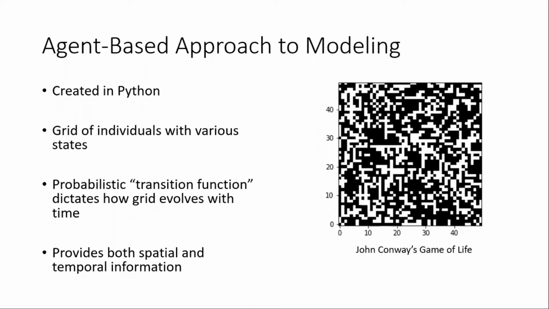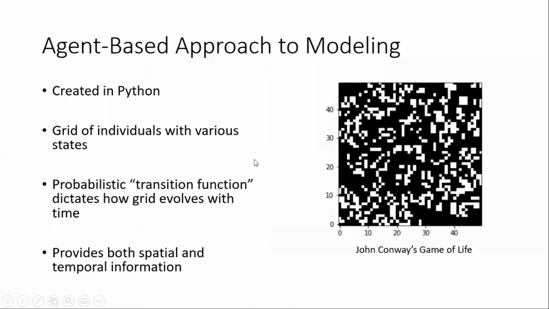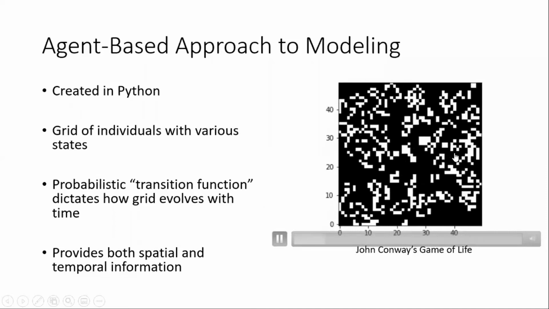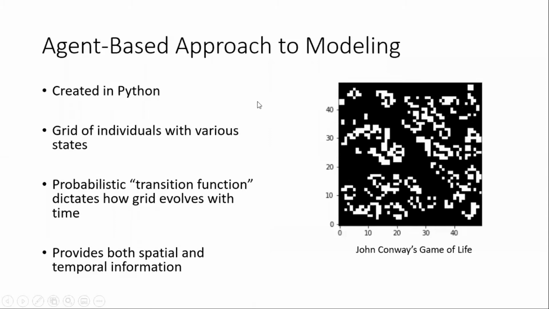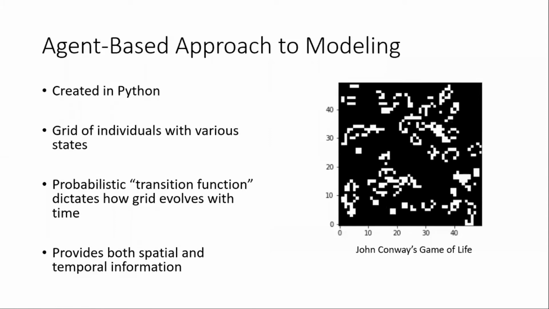And the advantage of such a model over classical ones is that it provides both spatial as well as temporal information. So what I have on the right is an example of a cellular automaton known as John Conway's Game of Life. I will not go into too much detail on it for the sake of time, but I strongly recommend looking it up in order to understand how a cellular automaton functions and thus how an agent-based model will work for us. In John Conway's game, we have the same grid of states, and each cell has a neighborhood, which is basically just the cells around it, and it updates itself based on whether its neighbor is black or white. So you can see how such a model could be useful for modeling the spread of diseases based on its evolution over space and through time.